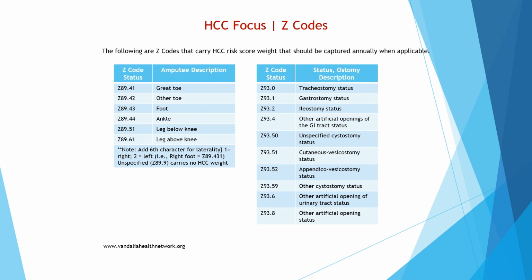Note, add sixth character for laterality. 1 is right, 2 is left. Example, right foot is Z89.431. Unspecified is Z89.9, which carries no HCC weight. For status, ostomy. Z code status is Z93.0. Description is tracheostomy status.